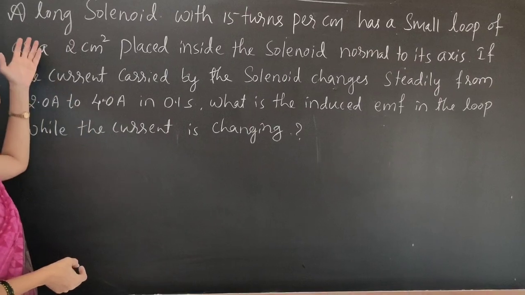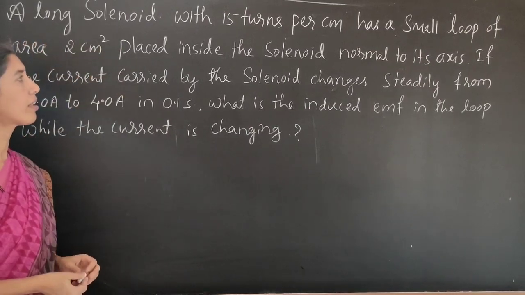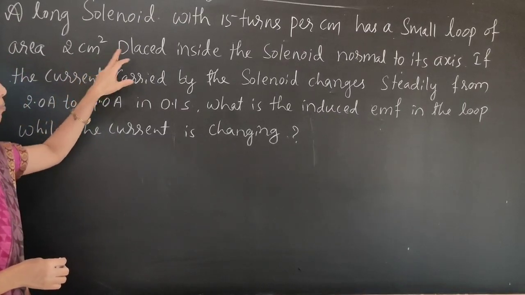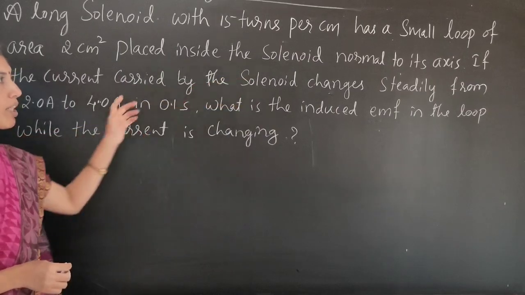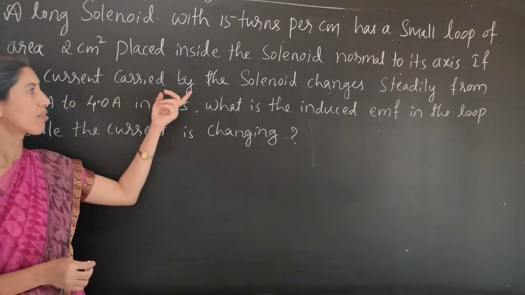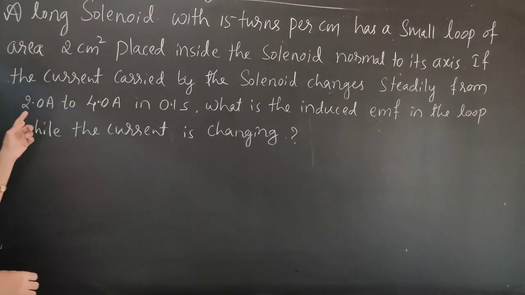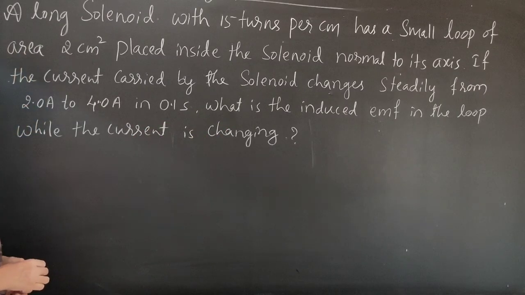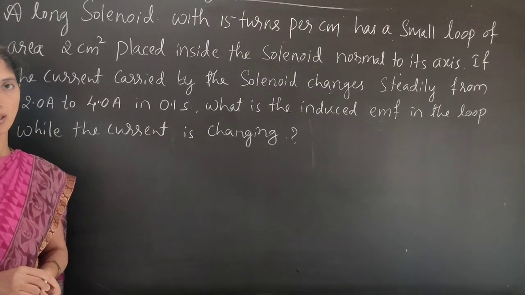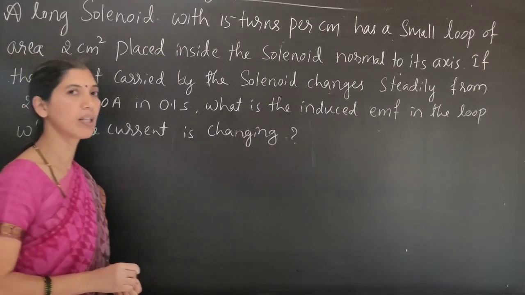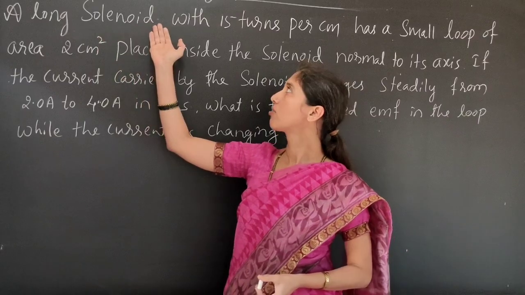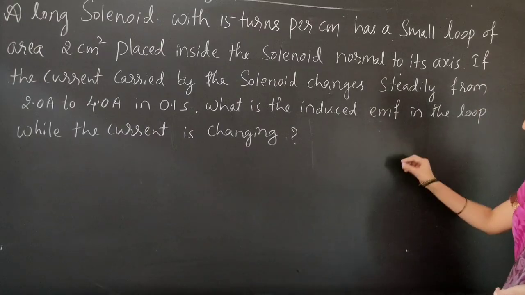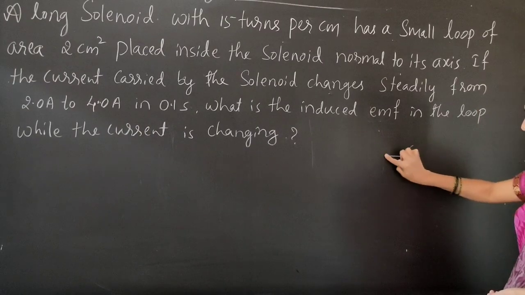See here in this problem, a long solenoid with 15 turns per centimeter has a small loop of area 2 centimeters square placed inside the solenoid normal to its axis. If the current carried by the solenoid changes steadily from 2 to 4 amp in 0.1 second, what is the induced EMF in the loop while the current is changing? So let us solve this problem here. They have given a long solenoid with 15 turns per centimeter. That means a long solenoid, I draw here a long solenoid.